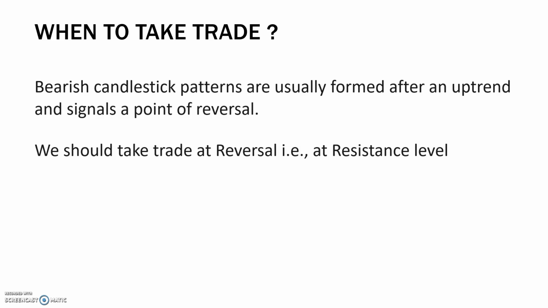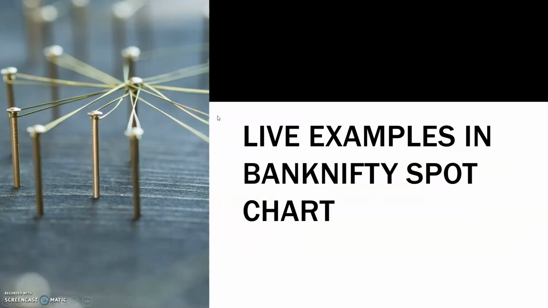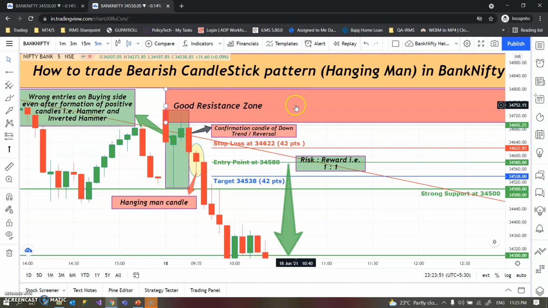So this is one picture regarding the same, a hanging man candle formed on 18th of June. This is the image. Let us go to the live example on the chart and we would see how to take the trade. On the 17th itself I had already given the levels as support and resistance level, and one more thing was the resistance trend line, and you can see a good resistance zone was also marked.